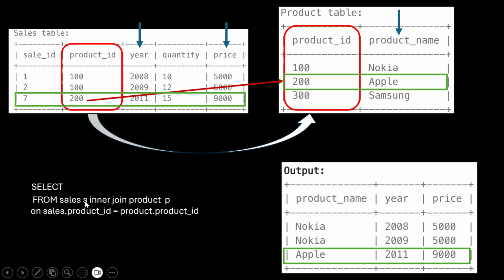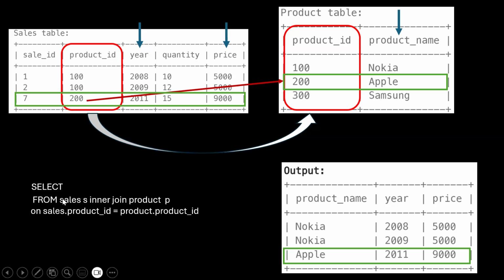S is a table aliasing. Inner join, you can use equijoin also. Inner join product table P. So what are the common columns? On, here you can use S dot product ID or sales dot product ID. Both are fine. Is equal to product dot product ID.